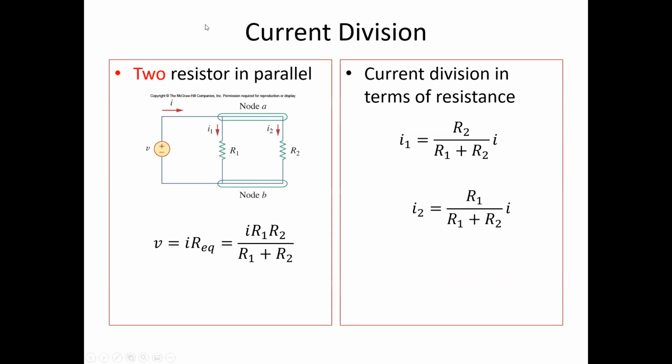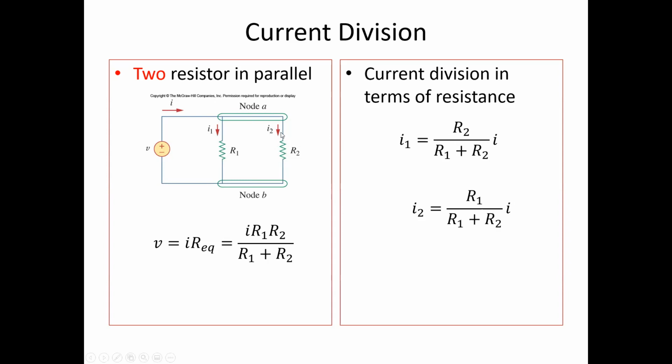And this is the current division. When you have two resistors connected in parallel, you can get the current equations from this formula. So you can directly calculate the branch currents I1 and I2 using this formula. For example, to get I1, you take R2 over the total resistance multiplied with the total current from the source.